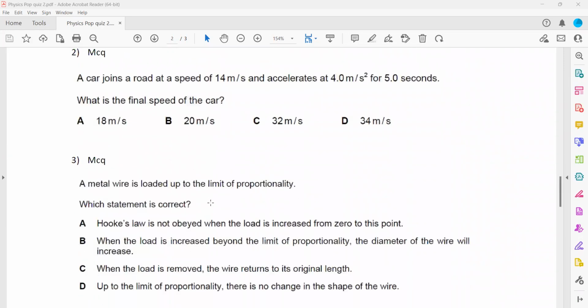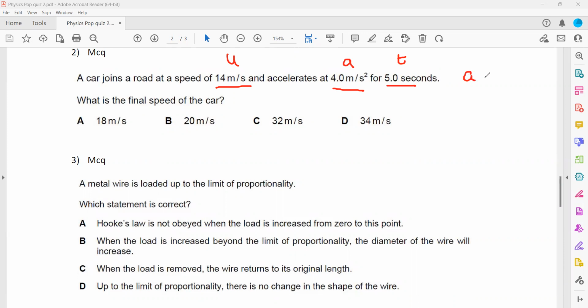Moving on to the next question. A car joins a road at a speed of 14 meters per second. That's the starting speed of the car, u. The acceleration of the car, the change in speed every second, is 4. That's an acceleration. And it accelerates for 5 seconds. We need the final speed.